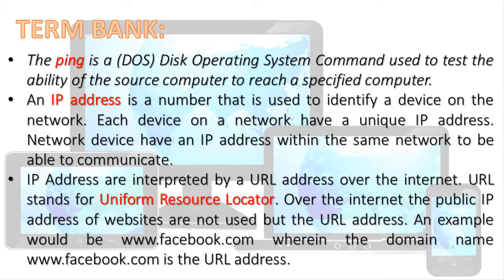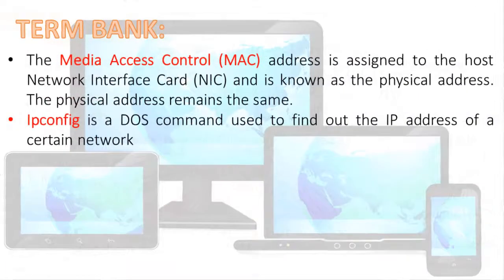Ping is a DOS command used to test the ability of the source computer to reach a specific computer. IP address is a number that is used to identify the device on a network, while the URL is the address over the internet. MAC or media access control address is assigned to the host and known as the physical address, while ipconfig is a DOS command to find out the IP address of a certain network.